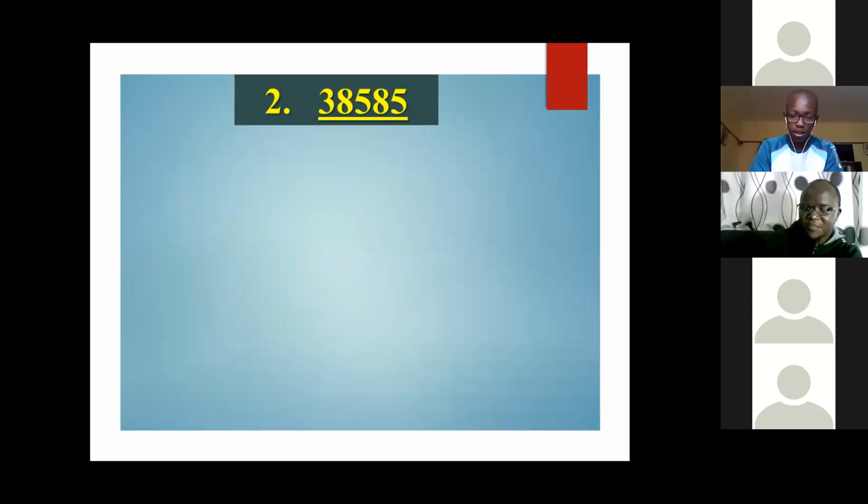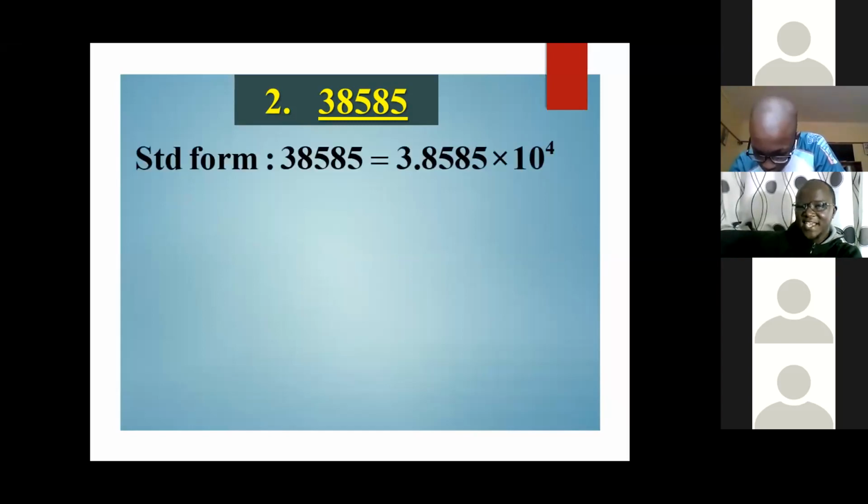The first step is to write it in standard form. Writing that in standard form, 38,585 is 3.8585 times 10 raised to power 4. That is okay, and that is what we have on our screen.